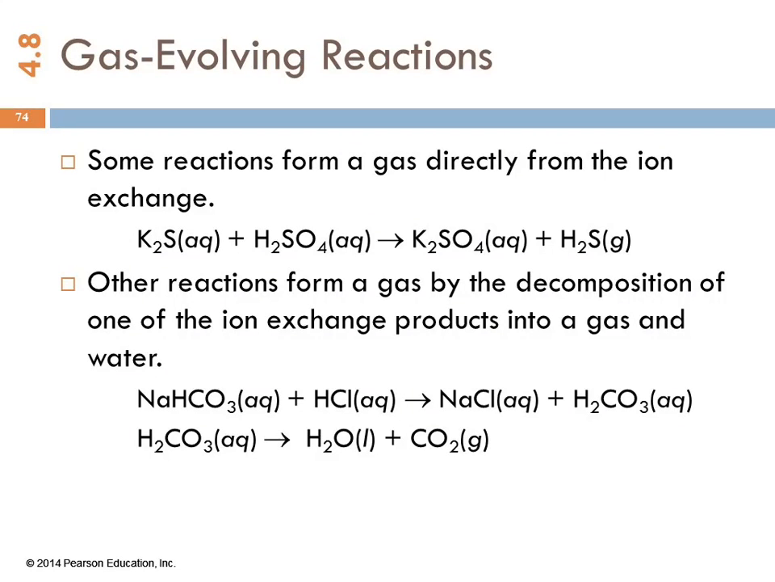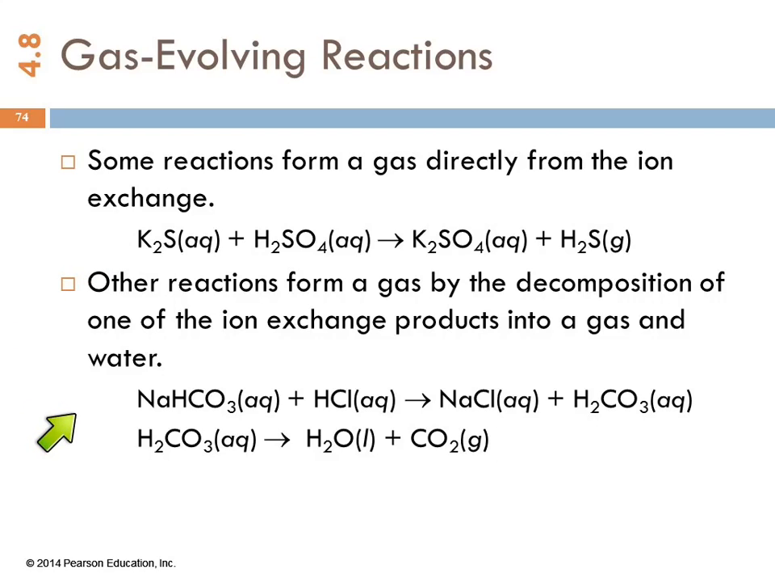So, gas evolving reactions. If we look at this reaction here, we've got potassium sulfide and sulfuric acid. And they can do an ion exchange, the same pattern where they're going to swap partners. But what happens with these is they actually make a gas instead of water and salt or just two different ionic compounds. So this is an example that forms a gas directly.